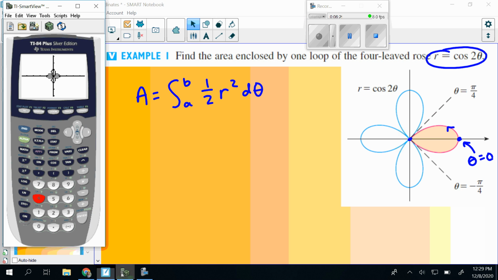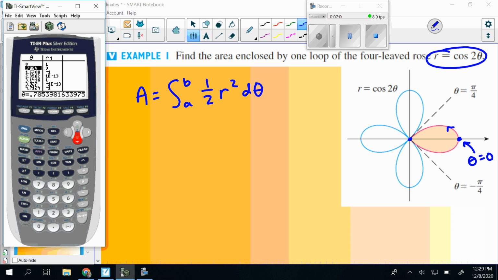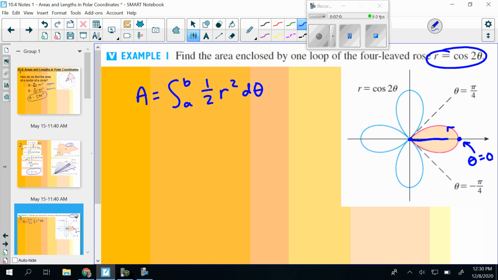You could also see this by going to table on here. And if you put in the correct table value, you would see that at pi over 4, it is going to be 0 here. I'm going to change my table settings here. Let's go up by pi over 4. If I go back to my table now, I can see, yeah, at pi over 4, the r value is going to be 0. So if we were to just graph from 0 here, that would start us right here.